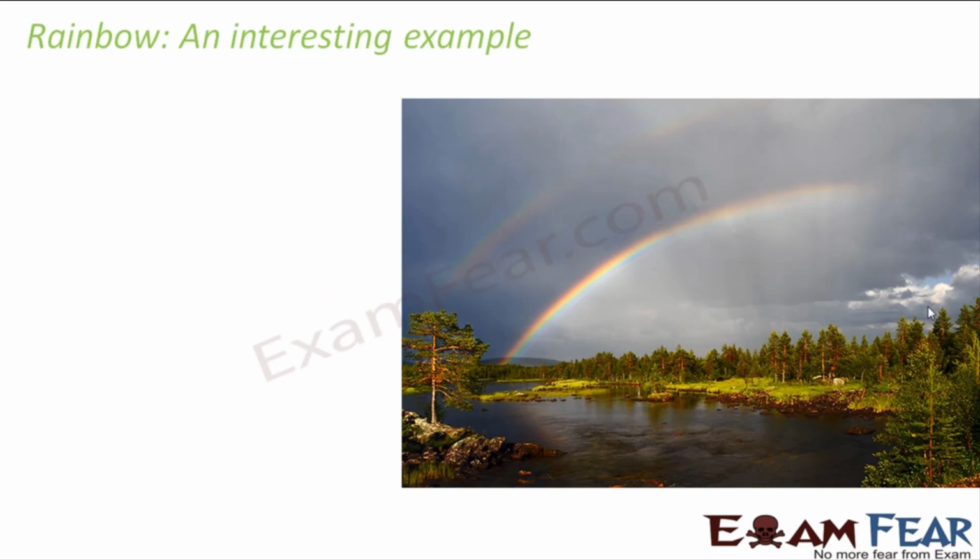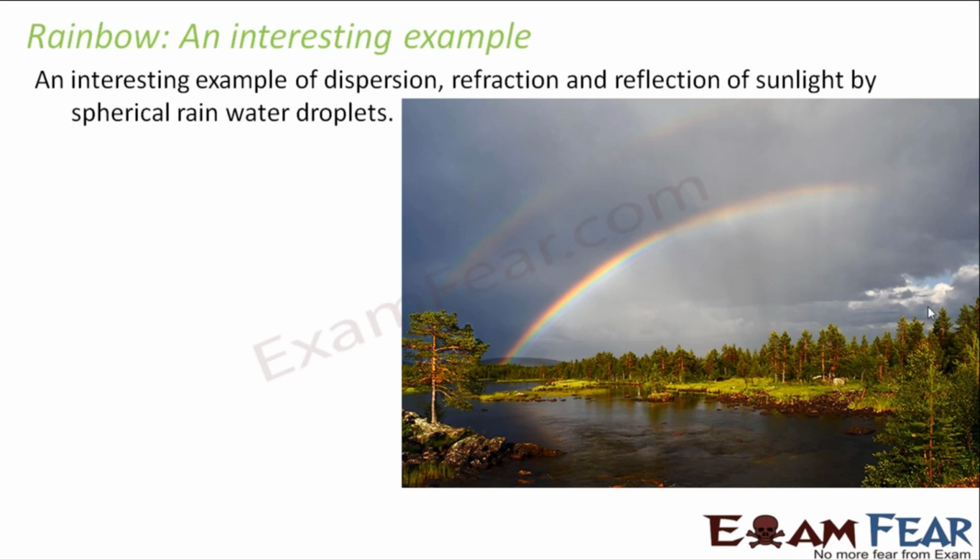Now let us look at an interesting example of refraction, that is rainbow. It is an interesting example of dispersion, refraction and reflection of sunlight by spherical rainwater droplets. So it is an example of all the three phenomena which we have studied so far. We studied reflection, we studied refraction, and just now we studied dispersion as well. So rainbow is an example of all these three phenomena. So let us try to see how and when a rainbow is formed.